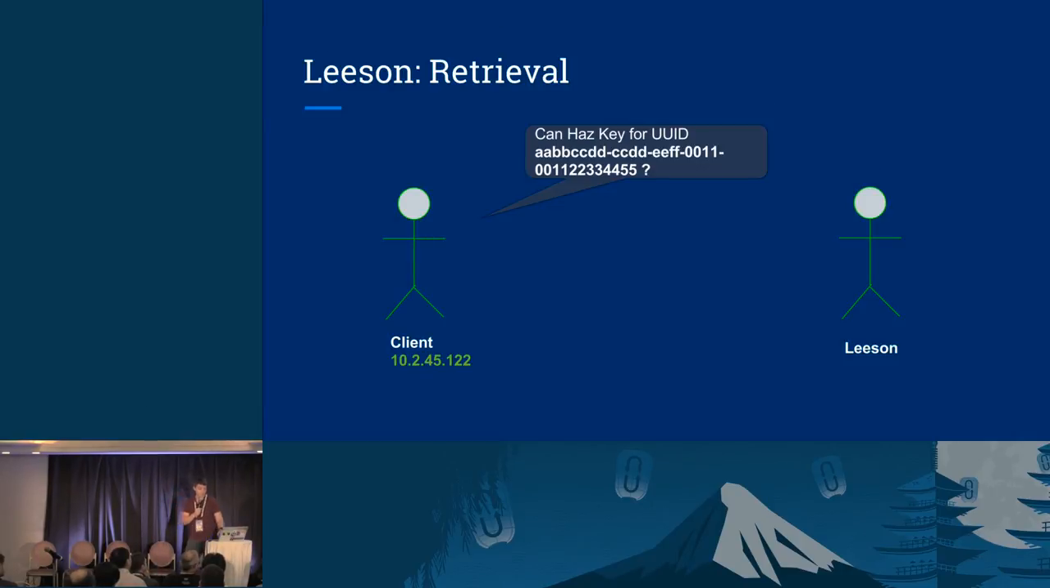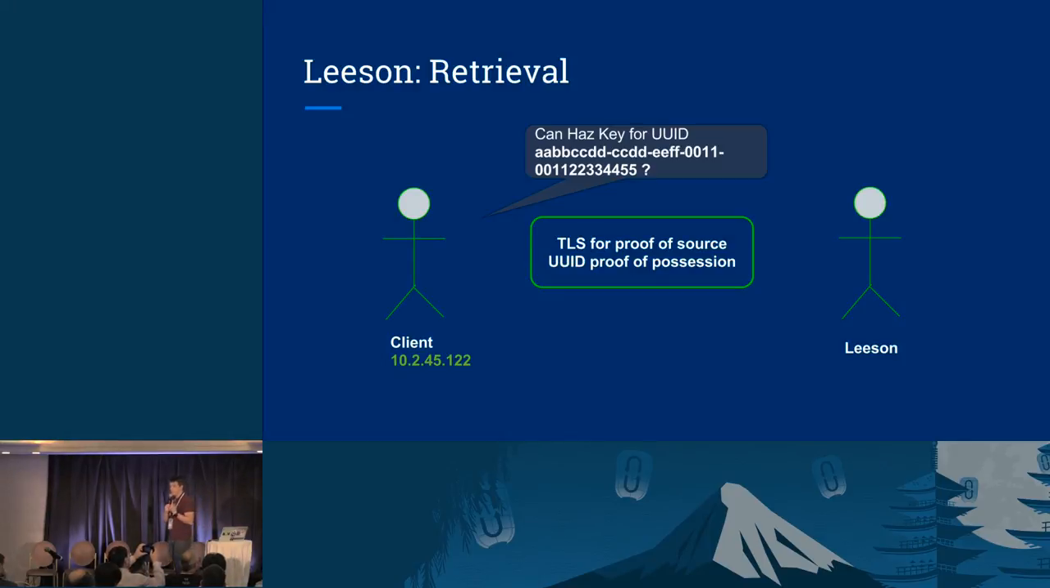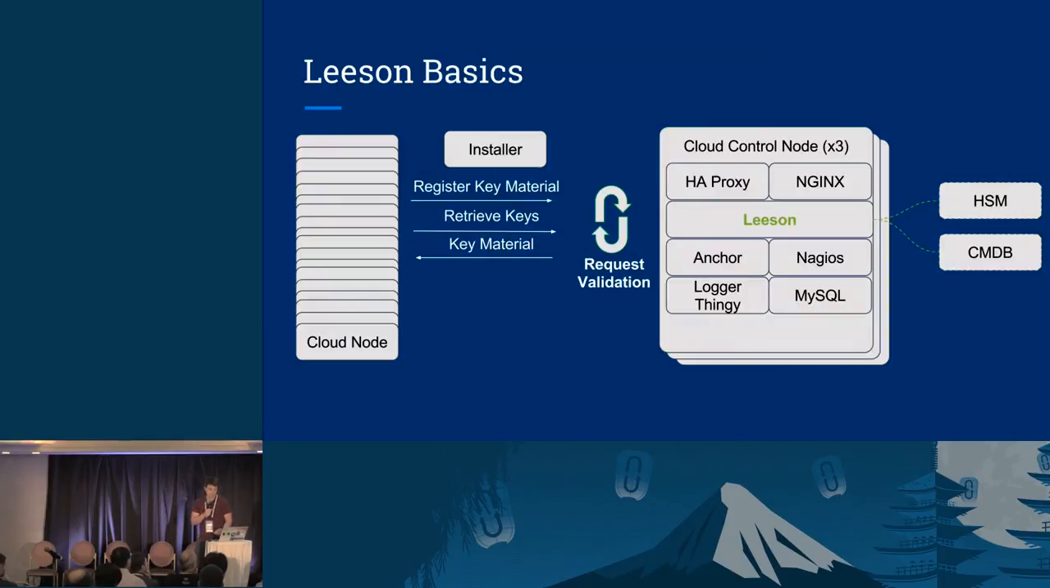Leeson looks at where the request has come from and looks at the mappings that it has. Now, remember, a UUID isn't reasonably guessable. So it looks at the UUID and uses it as a proof of possession, so that the machine that's requesting it has the disk that's requesting it. And it looks to see if the request comes from the same place that made the registration. If it does, it gives back the key, hugs, everyone's happy. This is kind of what Leeson looks like in a more typical deployment.